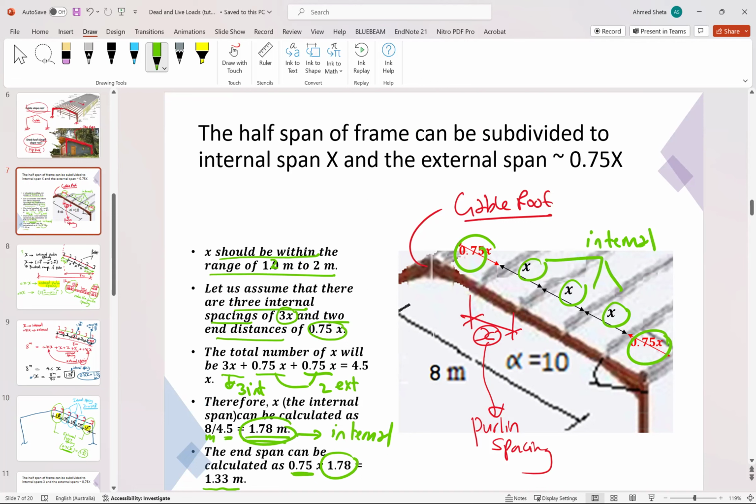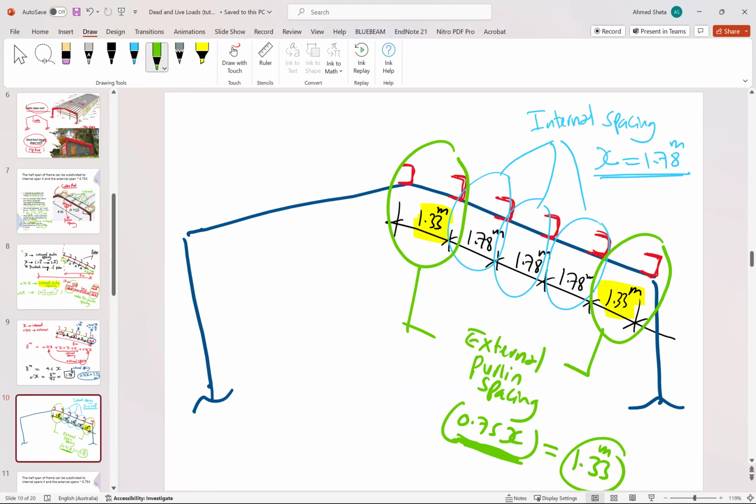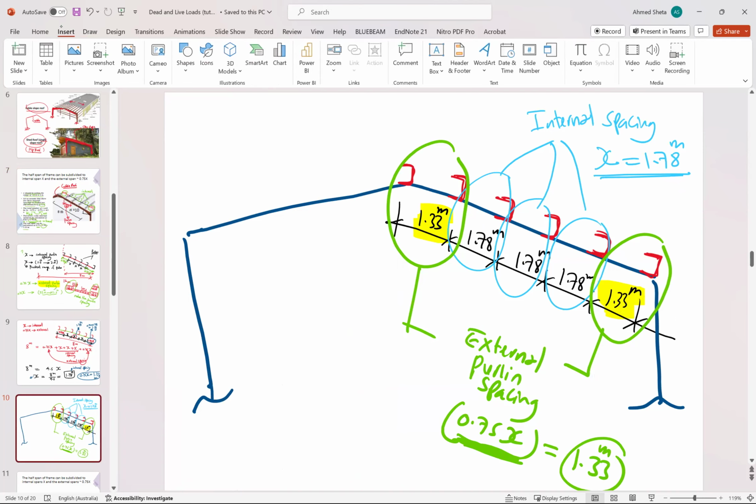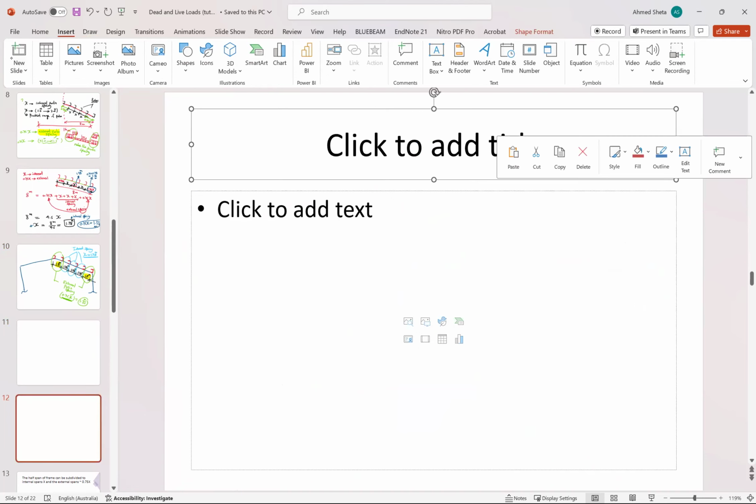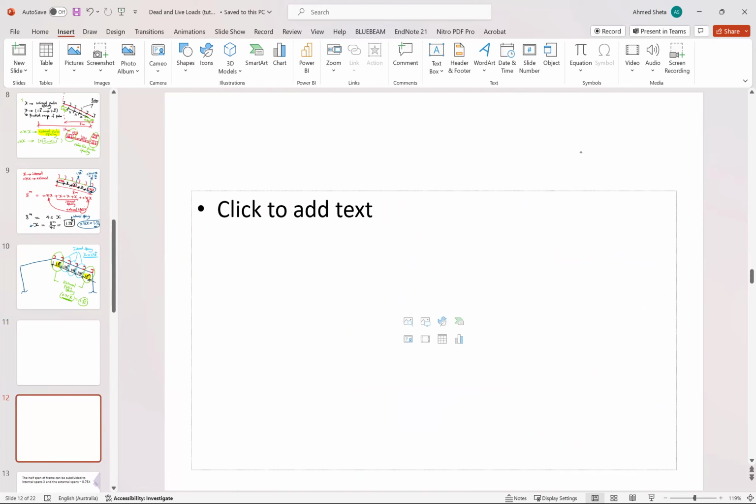Okay, do you understand how to assume the purlin spacings? But I have a question for you. Is it all the time we need to assume three internal spacings and two external spacings, or can it be changed? Do you have any idea about that? Yes, it can be changed. So how can we assume it? How can we assume the number of spacings? Anyone have an idea?